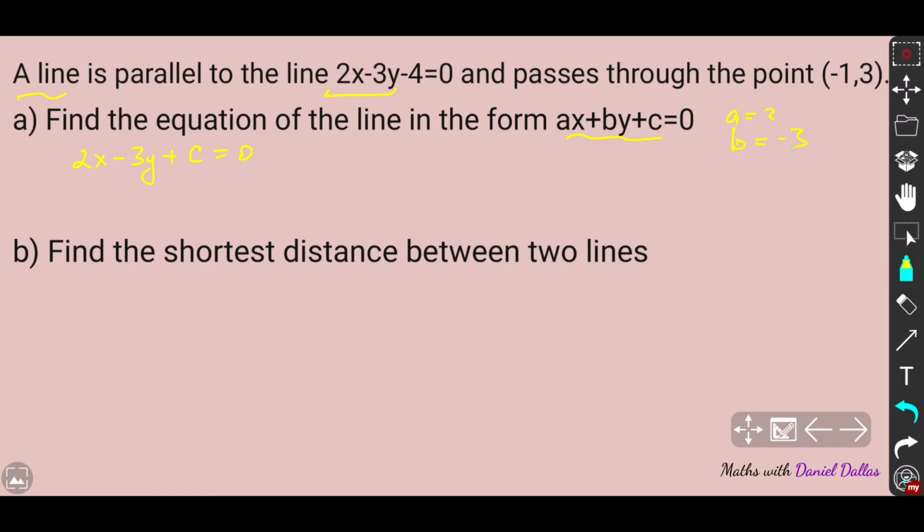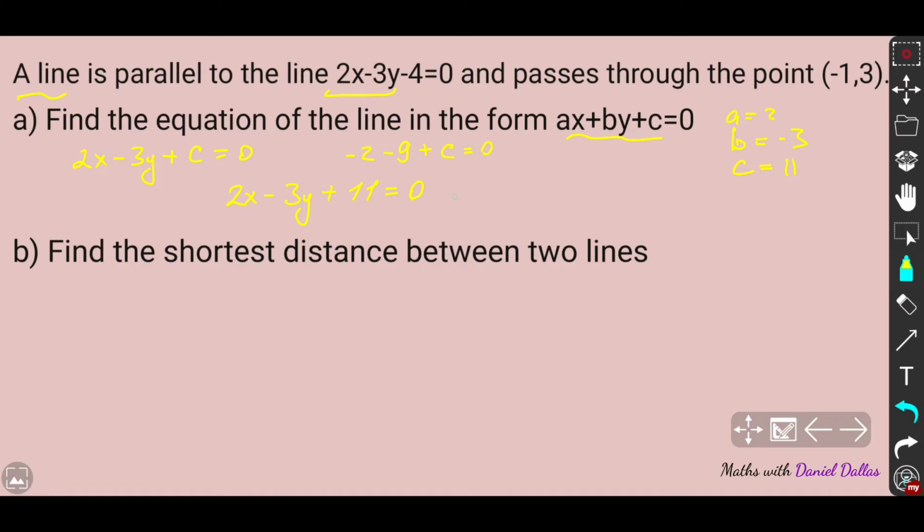What we're going to do is plug the point (-1, 3) into the equation and solve for c. So -2 minus 9 plus c equals 0. From here c is 11. The general equation of this line will look like 2x minus 3y plus 11 equals 0. That will finalize our solution.